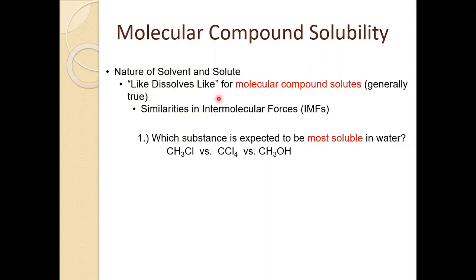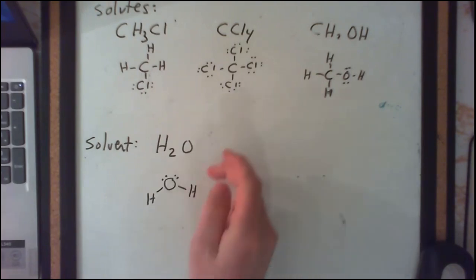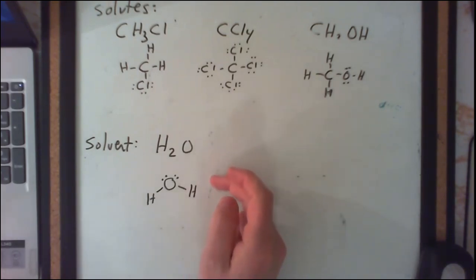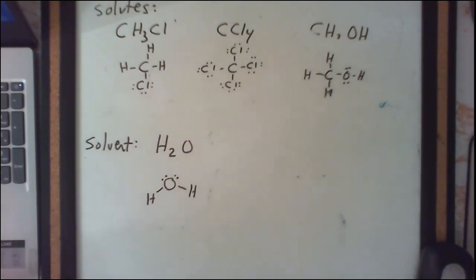So to decide about IMFs, we need to look at the structures, and then from the structures, decide on IMFs. So to answer that question, as to which of these three solutes we expect to be the most soluble in this solvent, we want to decide on the IMFs of the solvent and then compare that list to the IMF list for each of these three solutes. Because like dissolves like, whichever one gives us the best match, that one would be the most soluble.